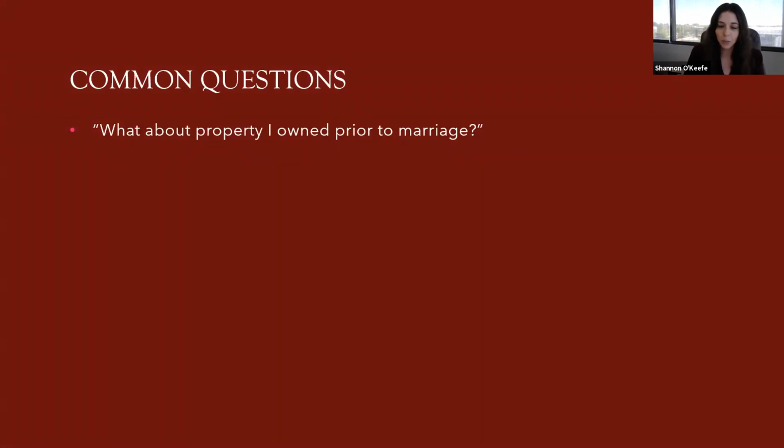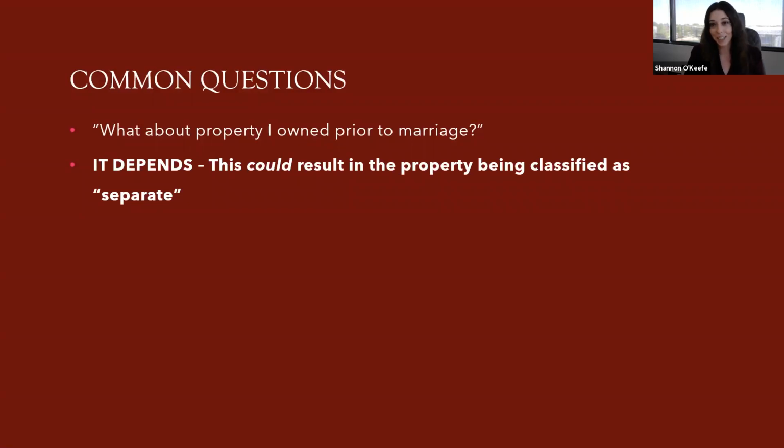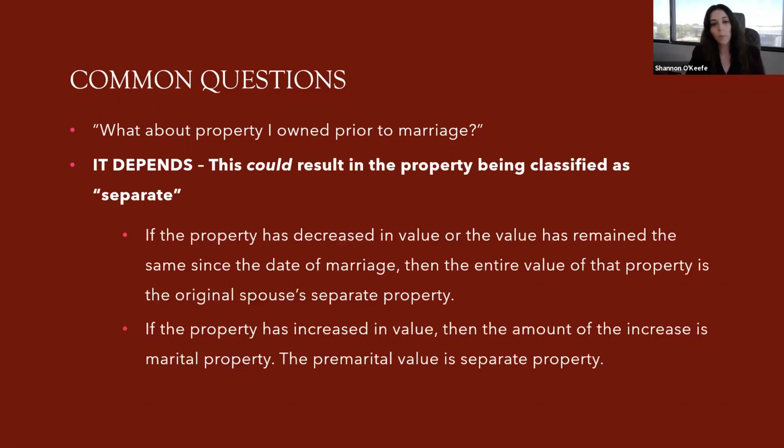Another common question is, what about property I owned prior to marriage? The answer here is it depends. The court could classify it as marital property. The court could classify it as separate property. If the property has decreased in value or the value has remained the same since the date of marriage, then the entire value of that property is the original spouse's separate property in a divorce or legal separation proceeding. If the property has instead increased in value, then the amount of the increase could be marital property. The premarital value, however, would remain the originating spouse's separate property.